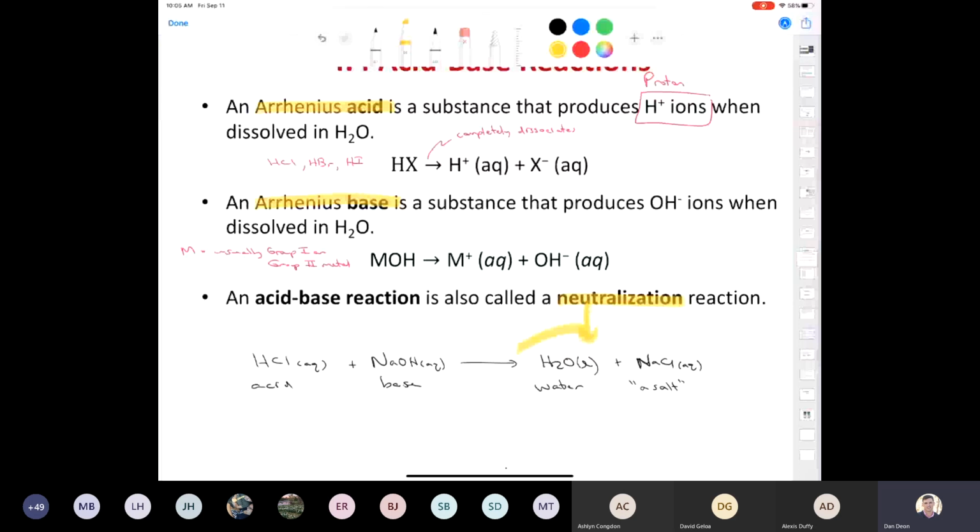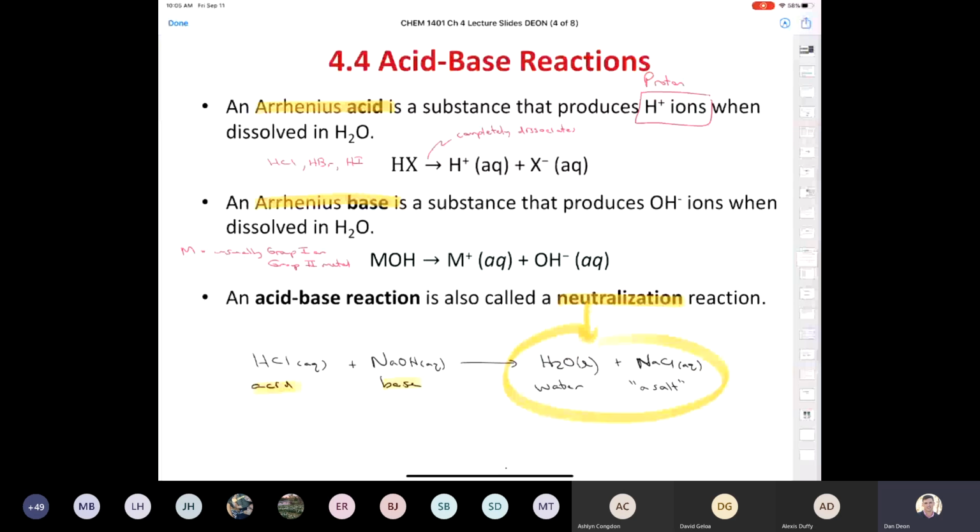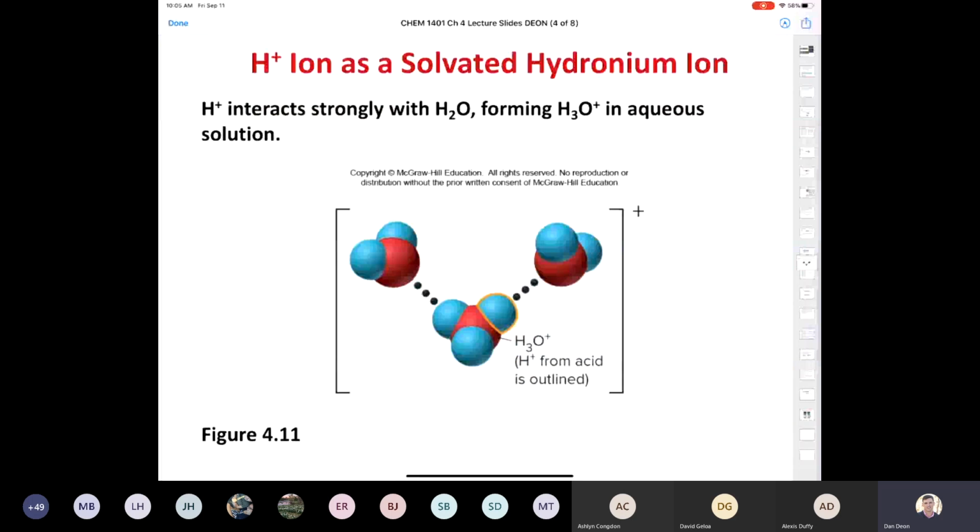All right, neutralization reactions. What's an acid? Something that makes hydrogen ions or protons in solution or when dissolved in water. And an Arrhenius base is something that when you dissolve it in water, it makes hydroxide ions. You mix an acid and a base and you get a salt plus water most of the time, not all the time. What else? It says here that the hydrogen ion or the proton is a solvated hydronium ion. Well, there's some good information about this in the textbook.